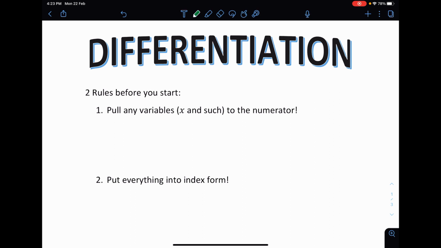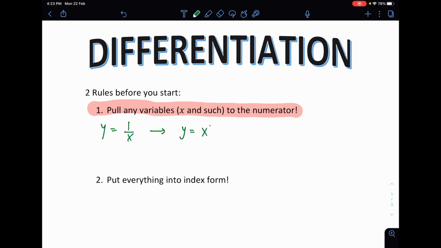Before you even start differentiating, there are two rules that you need to abide by. First, pull any variables that you have to the numerator. Usually you are going to see x. Let's just give you an example. Let's say I have an equation y equals 1 over x. While this is actually quite good, I don't like x to be on the denominator. I'll use the indices method, bring the x up, so I get x power of negative 1. So important, don't leave the x on the denominator.